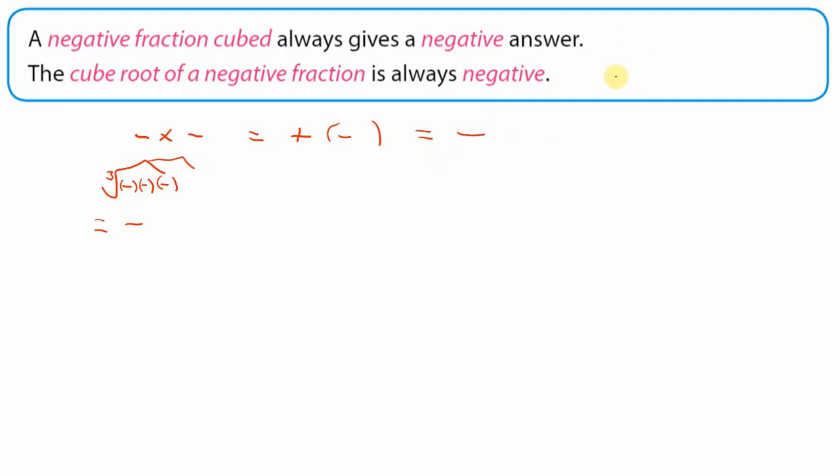So we have seen in the previous lesson that for a square, if we have a negative number squared, it will always be positive. We also saw that we cannot determine at school level the square root of a negative number. We can only determine the square root of positive numbers.